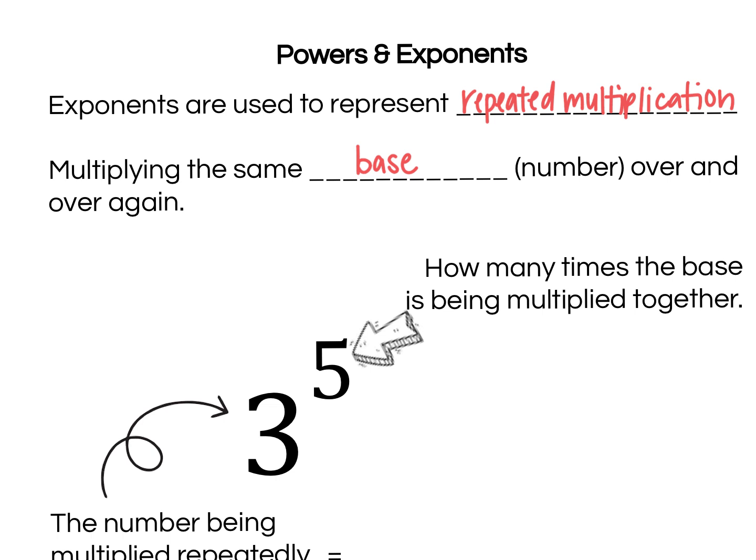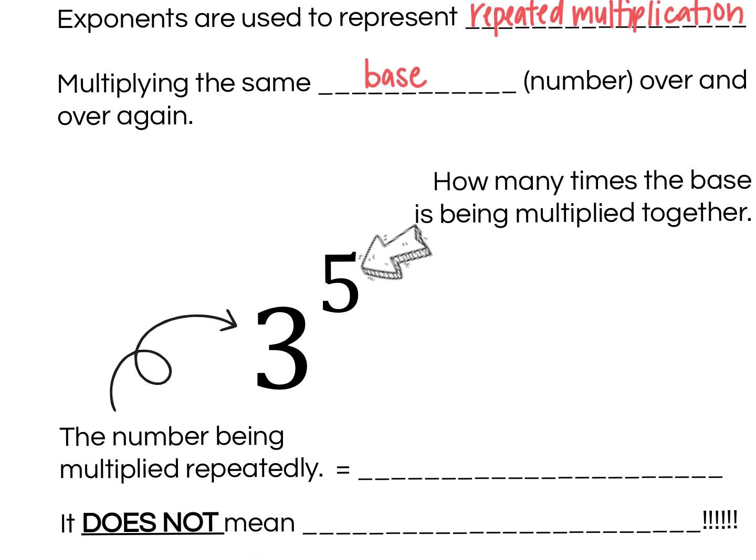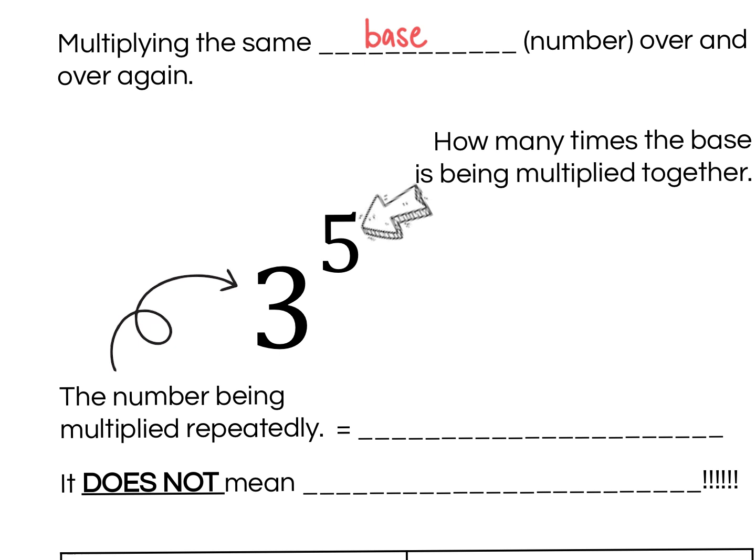So typically when we're working with powers and exponents, you have a big number and then you have a little tiny number. The base number is the 3 in this example, and the 5 is the exponent. So the 5 is telling us how many times the base is being multiplied together. The number 3 is the number that we're multiplying repeatedly, okay?